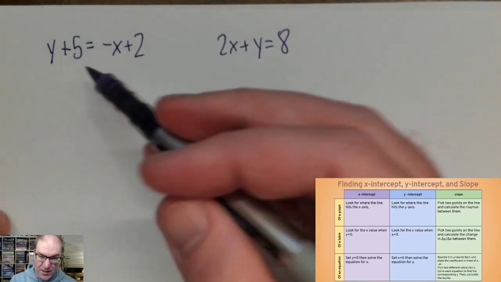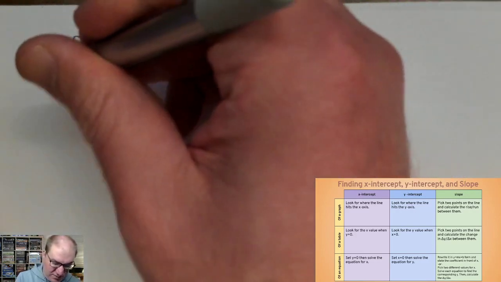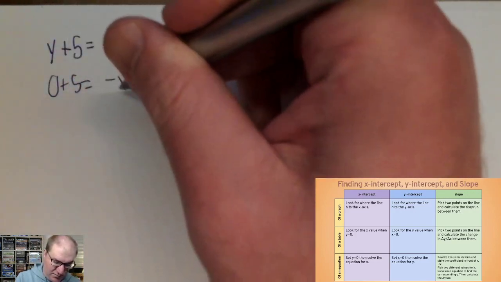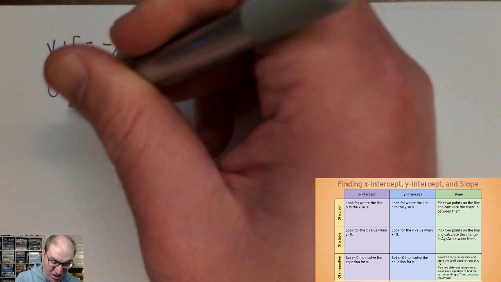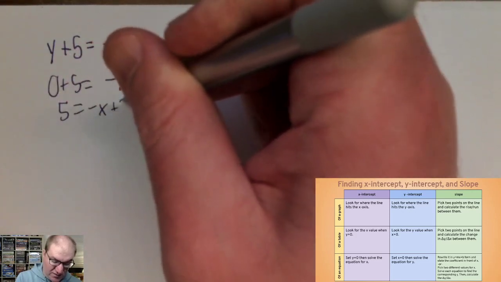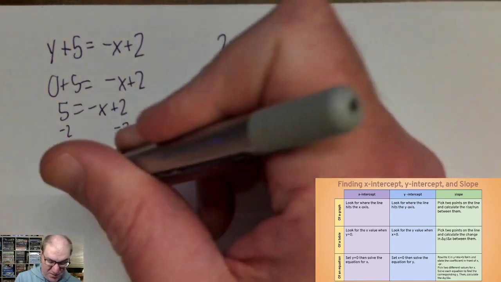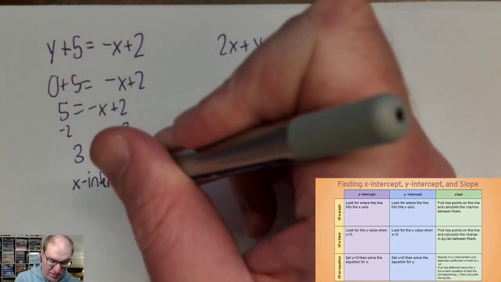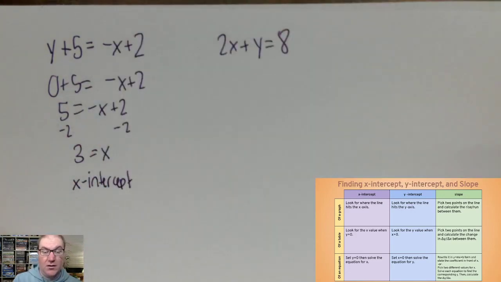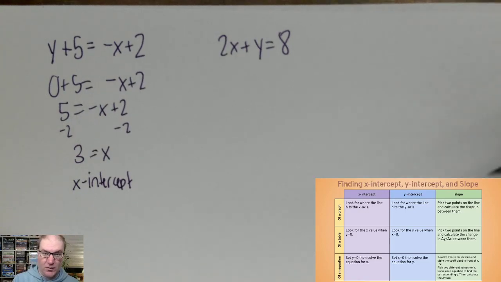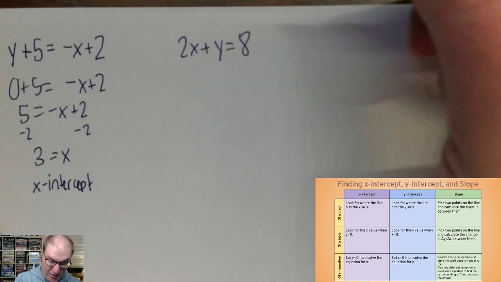For the x-intercept, we're going to make y equal to 0 and then solve this for x. We get 5 equals negative x plus 2, so x would be 3. So that's the x-intercept. I'm not going to do all 3 for this equation. I'll just do one of each here. Let's find the y-intercept for this one.